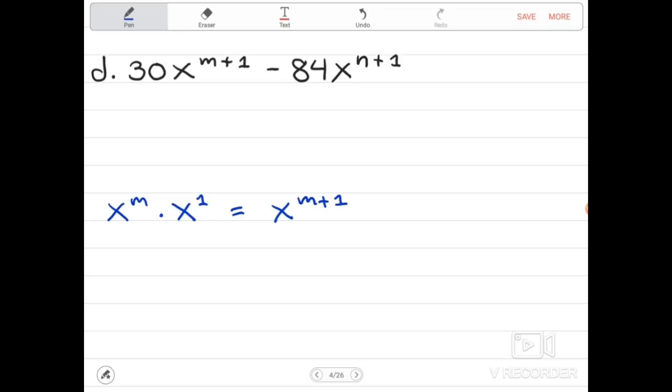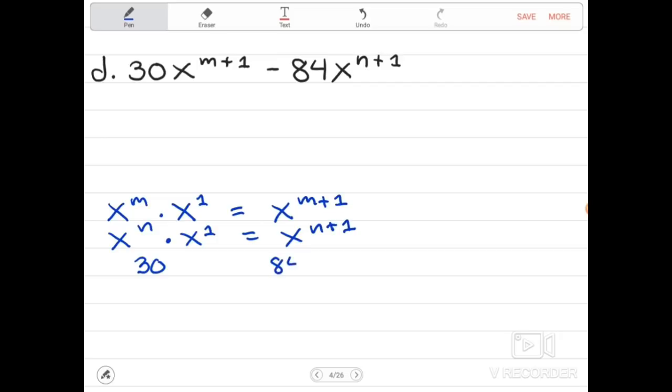Kasi if we have same base, same naman yung base natin, x, then i-add lang natin yung exponent. The same with the other one. X raised to n times x raised to 1, we will be having x raised to n plus 1. So, ganun lang yun. Tandaan lang natin yung law of exponent. Then, let us get the greatest common factor of 30 and 84.